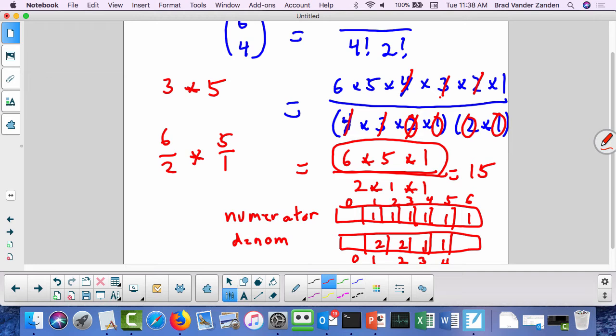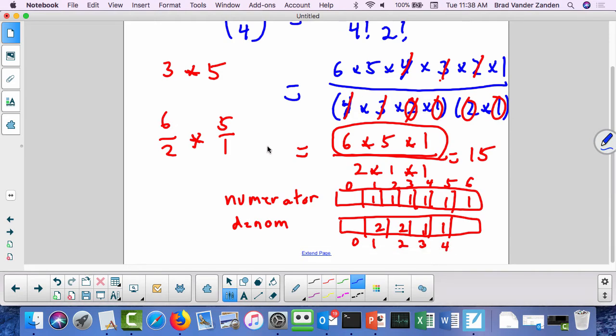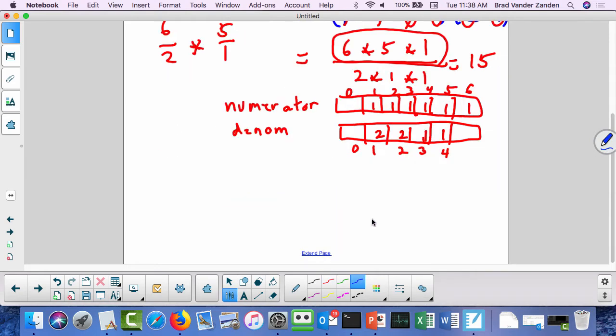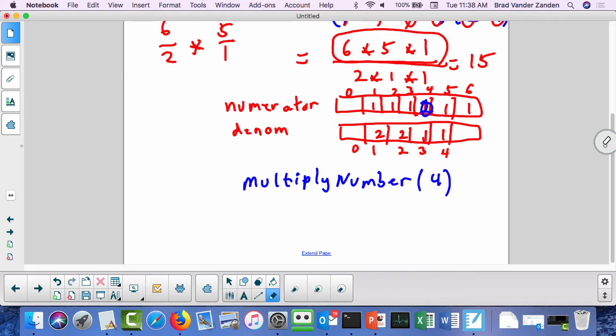So one of your functions is multiply number, or I think it's called multiply number. If I was to multiply the numerator by 4, I would increment the index 4 to have the value 2. So it now has the value 2 because there are 2 4s in the product.